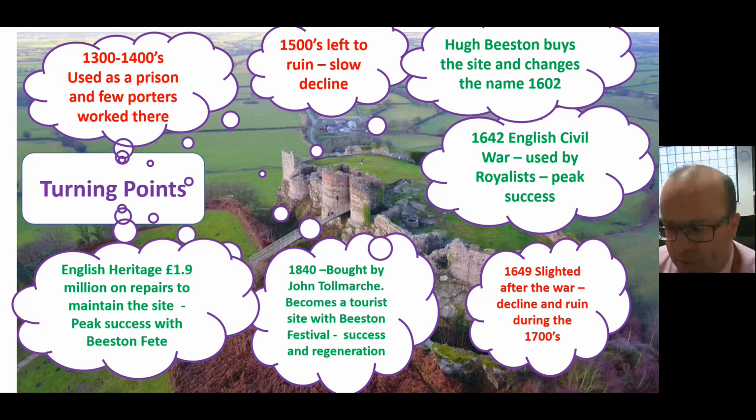The red points are when the castle history changes for negative reasons. The green, suggesting that it's being used in a positive way. So I'll just briefly go through them and I'll explain what I mean. When the castle was initially built, it was a defensive structure. But by the 13 and 1400s, it wasn't being used for its original purpose. It wasn't being used for what Ranulph intended.